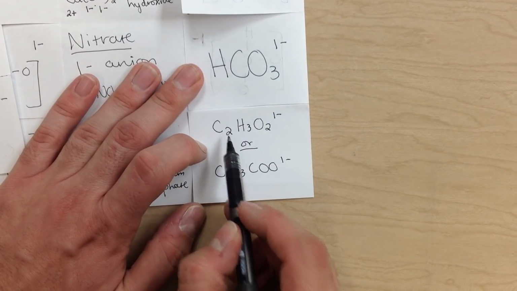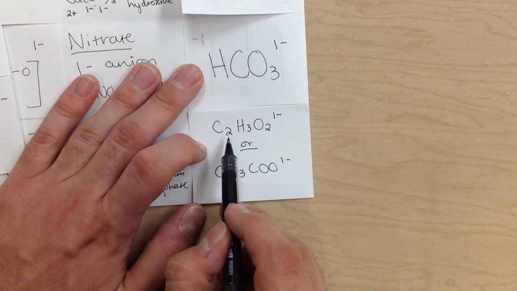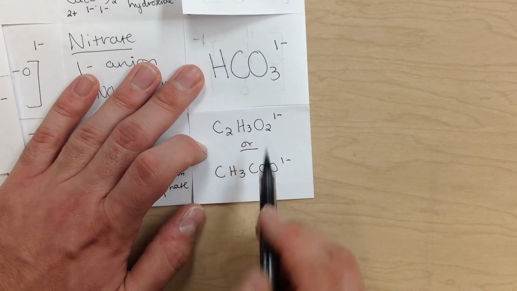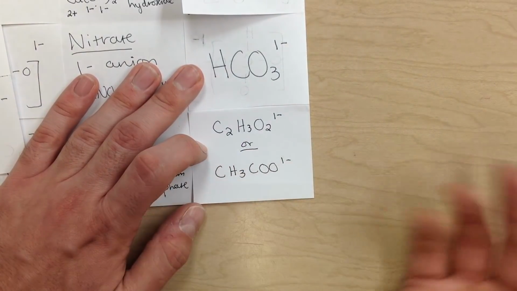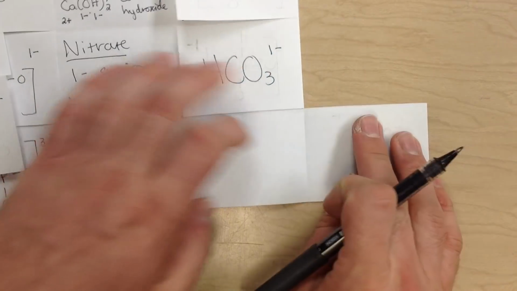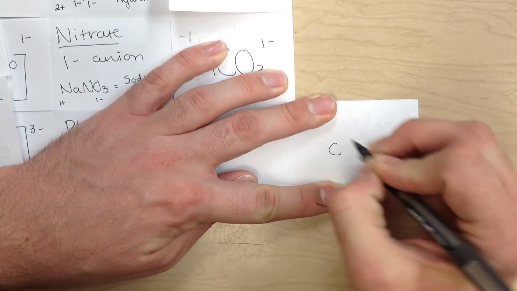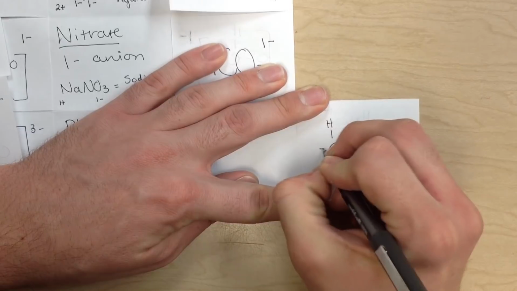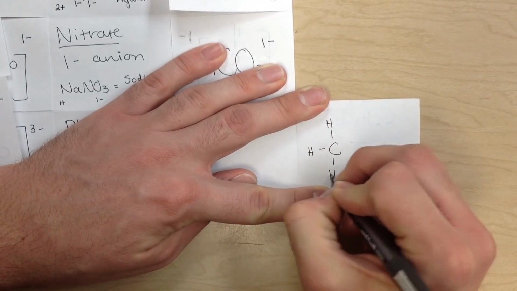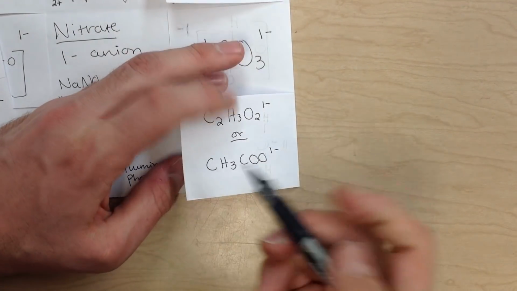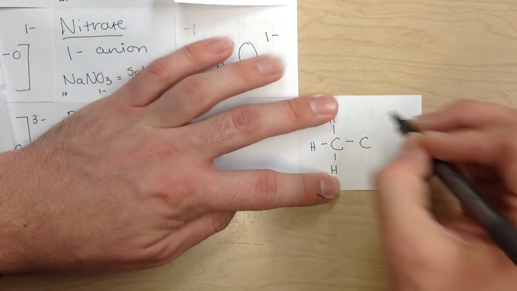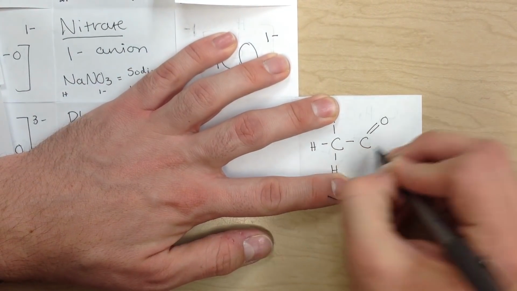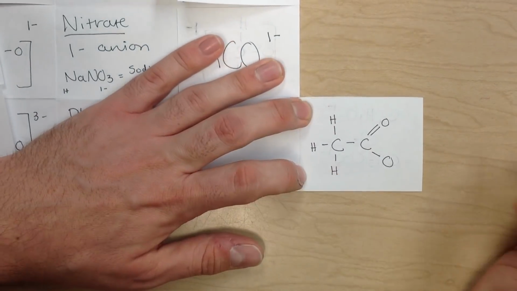Okay, so 2 carbons, 2 carbons. All right, 3 hydrogens, 3 hydrogens. That one seems all right. Oxygen 2, oxygen 2. It's exactly the same thing. Okay, so this is what it looks like. Carbon with 3 hydrogens attached. Okay, so hence why it's CH3. That's attached to another carbon that's double bonded to 1 oxygen, single bonded to another.